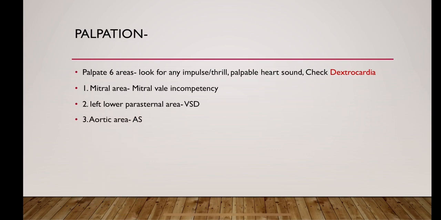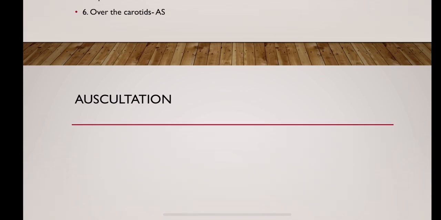In aortic area, you have to look for the pulsation. It could be because of aortic stenosis. And in left second intercostal space, which is pulmonary area, look for any impulse or any thrill. It could be because of pulmonary stenosis. And palpate the supraclavicular area and over the carotid. If there are any impulse or thrill present, it could be because of aortic stenosis.